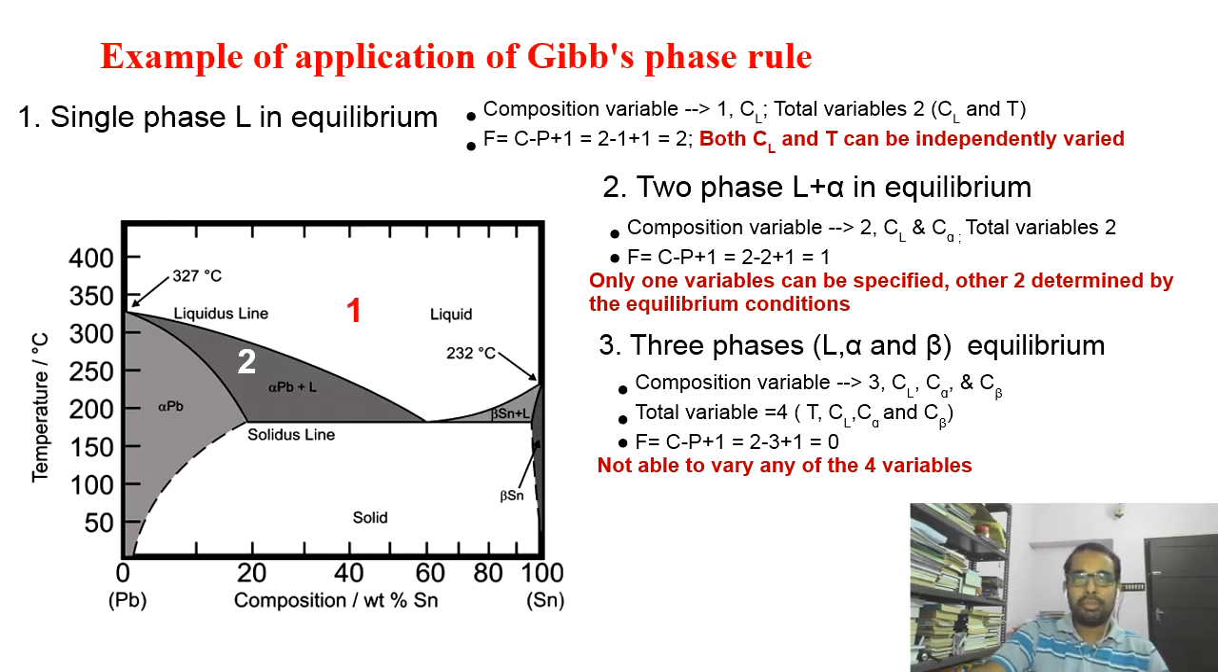So the corresponding temperature we can find out by extending this horizontal line. So this horizontal line means these three phases are in equilibrium. So this is what we inferred from the Gibbs phase rule.